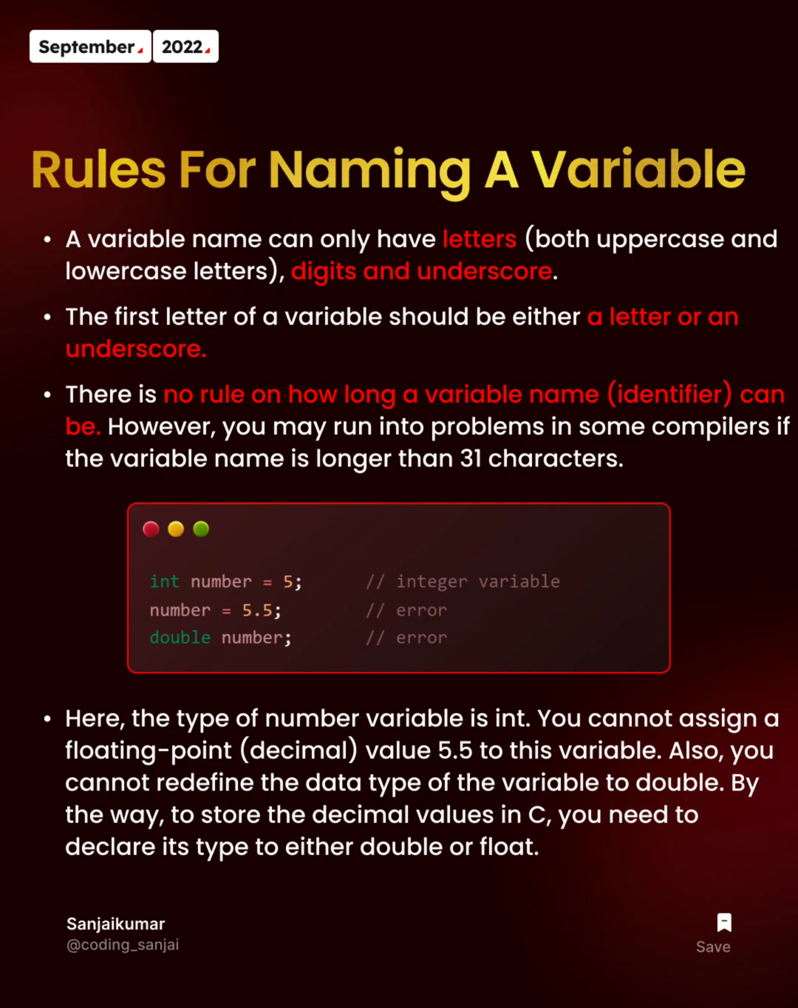Here, the type of number variable is int. You cannot assign a floating point, decimal, value 5.5 to this variable. Also, you cannot redefine the data type of the variable to double. By the way, to store decimal values in C, you need to declare its type to either double or float.